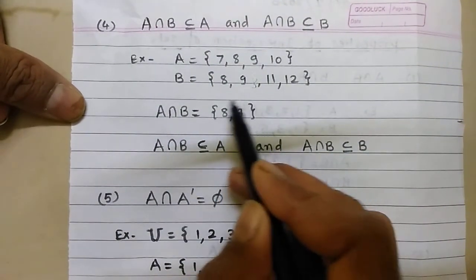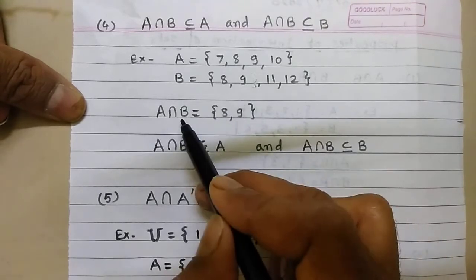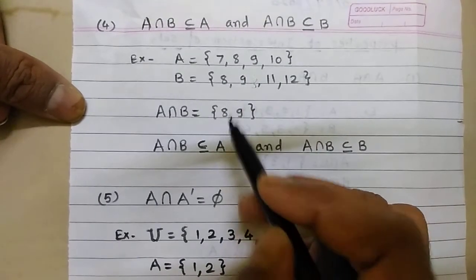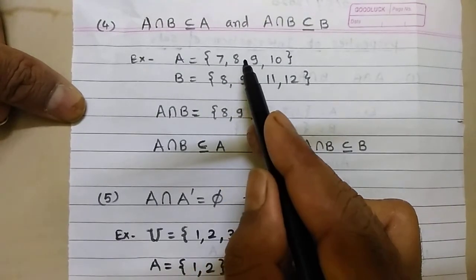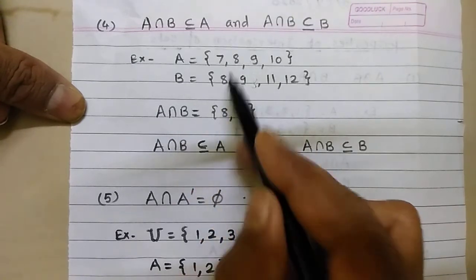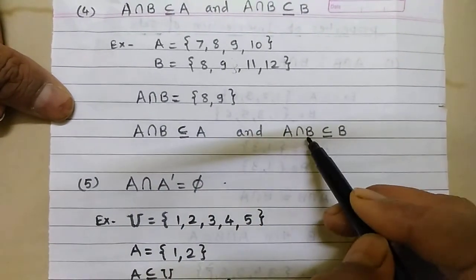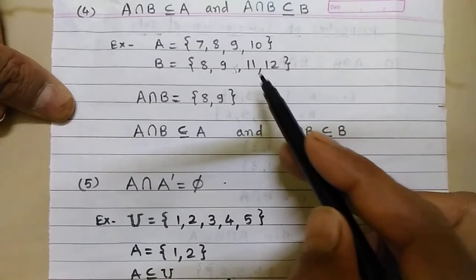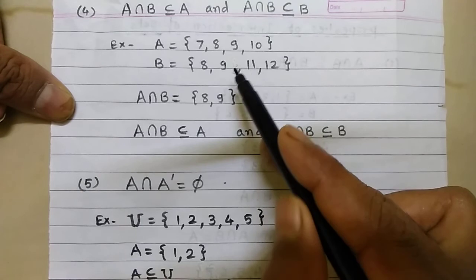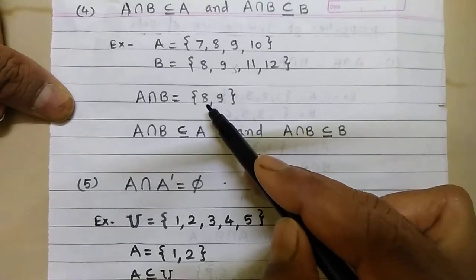Now see this. This set, all the elements of A intersection B, these are present in A. That means 8 and 9 both are present in A. That's why this intersection set is a subset of A. Same like this, A intersection B is a subset of B. This set is a subset of this set. Both the elements are present in B. That's why this is a subset of B.